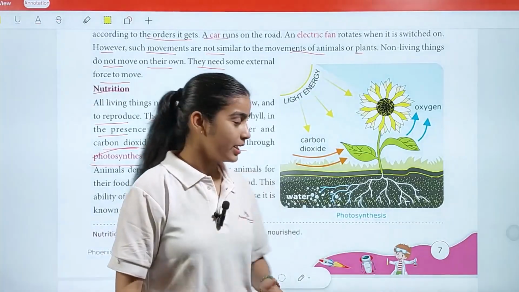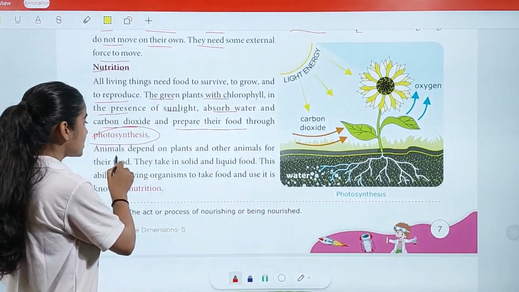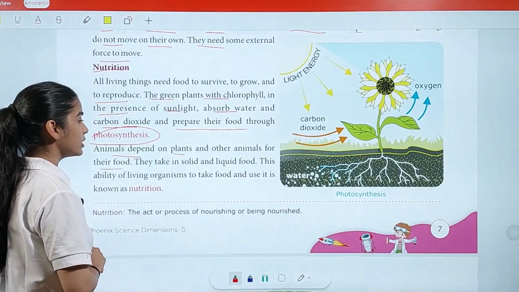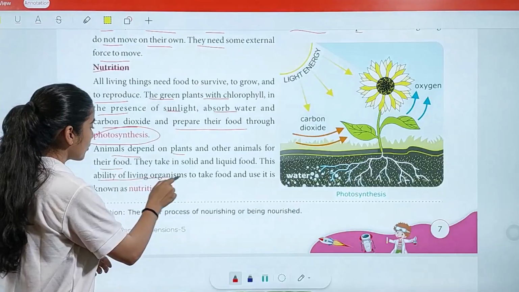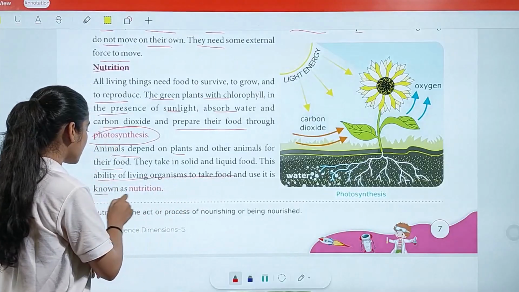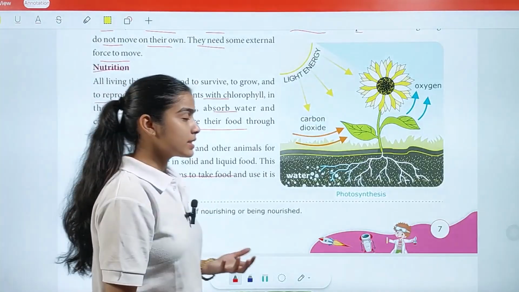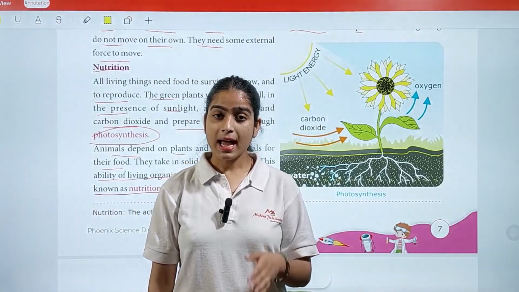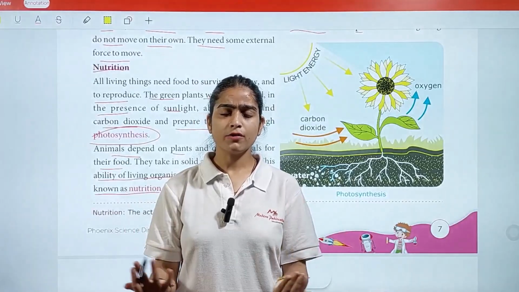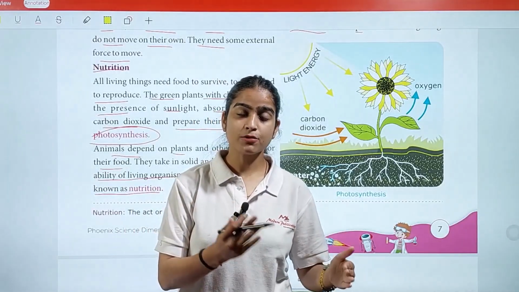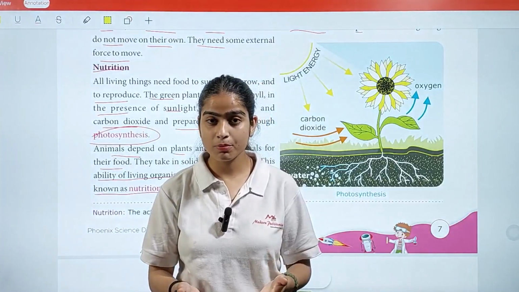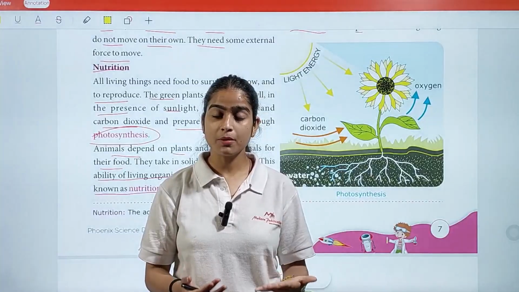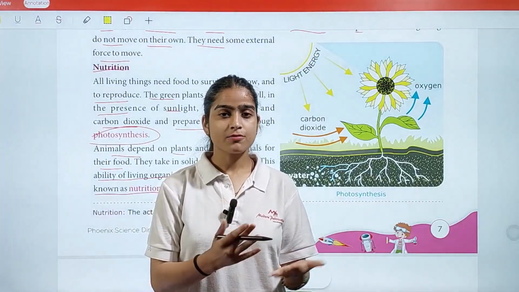their food. Okay, then next, animals depend on plants and other animals for their food. They take in solid and liquid food. This ability of living organisms to take food and use it is known as nutrition. So what we understand is, first of all, with the help of sunlight, plants make their food, and all other living things are dependent upon the plants for their food. For example, animals are also dependent upon the plants for their food, and we human beings are also dependent upon the flowers, upon the plants for their food.